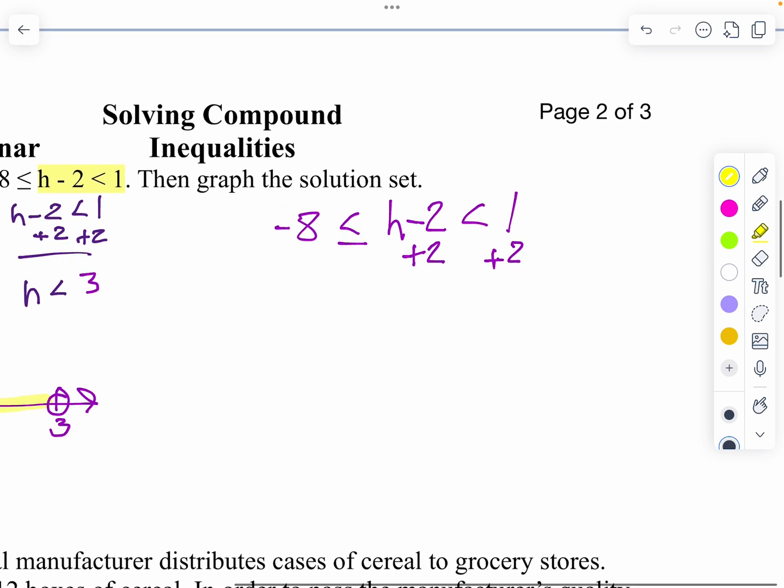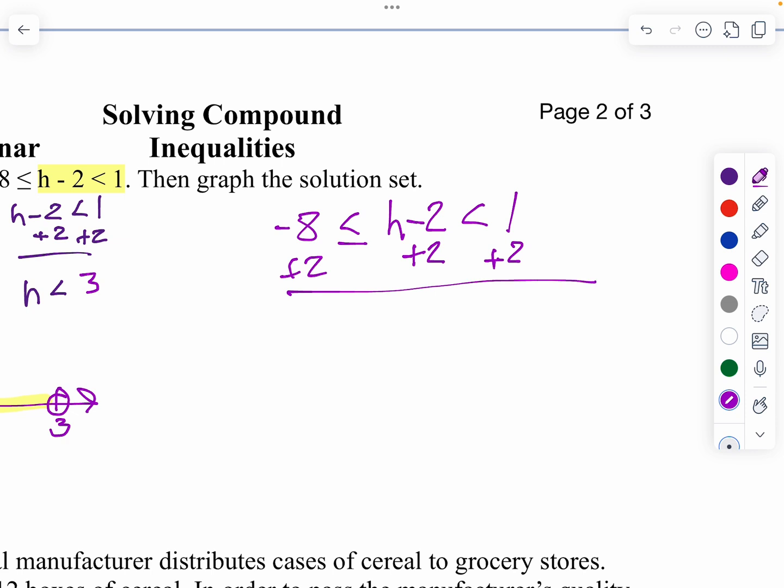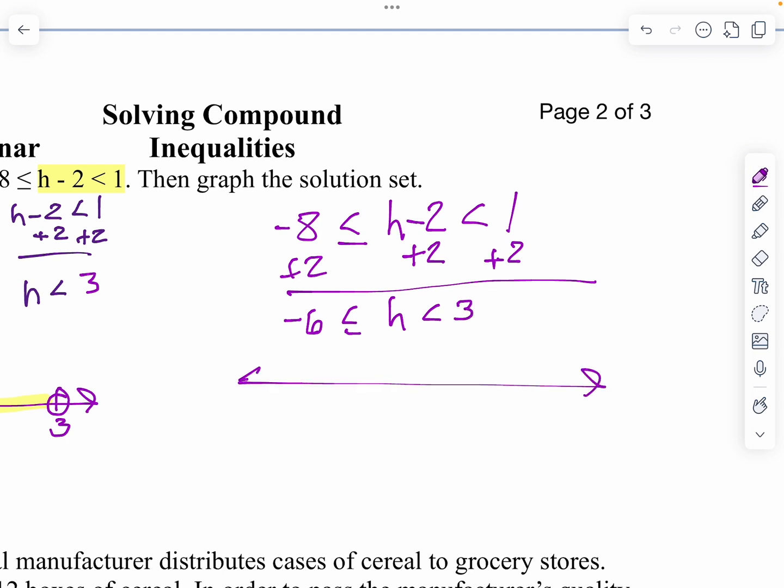Now the next one, I got distracted because of my mistake. I add 2 to the left, the middle, and the right. So I get negative 6 is less than or equal to h, which is less than 3. I don't know why my brain keeps on going to 1. 1 plus 2 is 3. Notice we get the same answer. Negative 6, closed circle. Positive 3, open circle. And we shade in between them because it's "and," because it's in between. And that's what we have to do there.